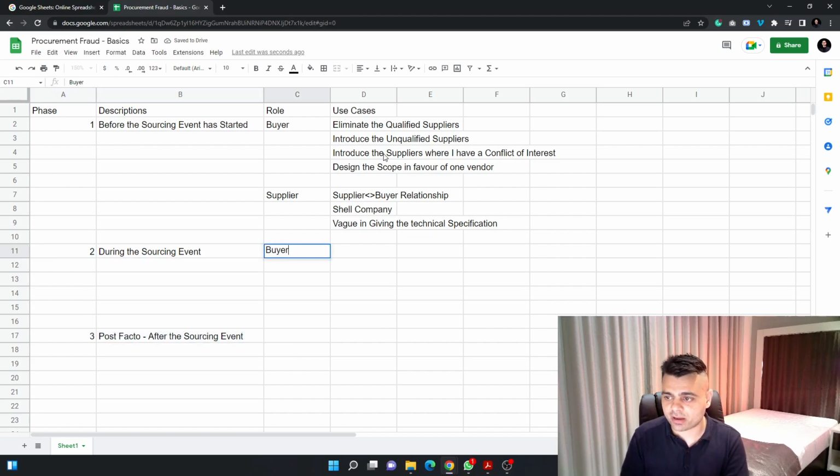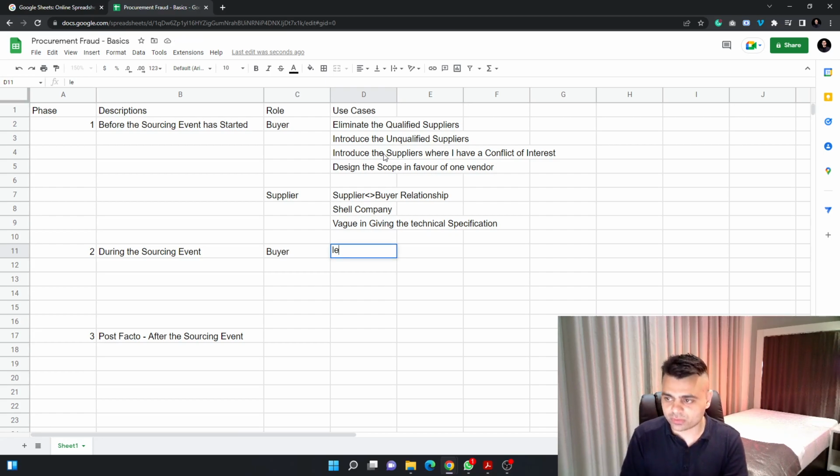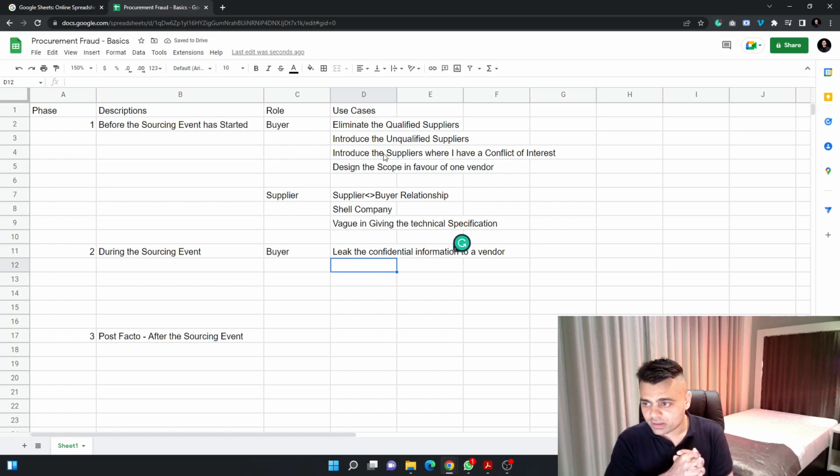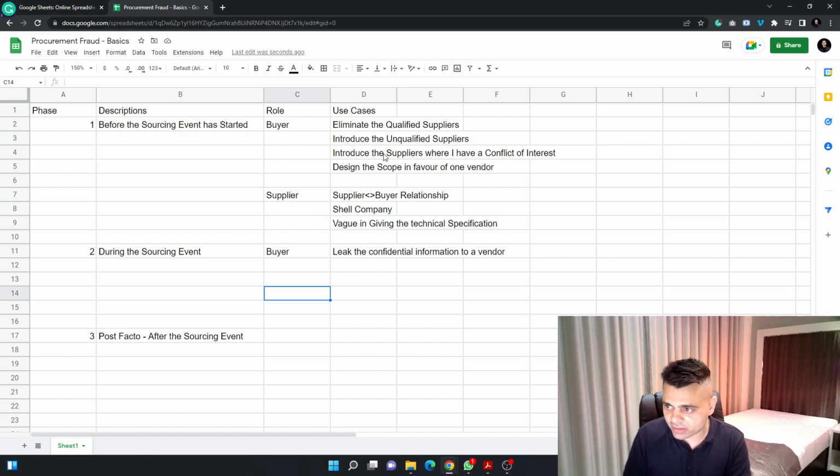Let's say I'm a malicious buyer and the sourcing event is going on. The first thing I can do is leak the confidential information to one supplier. I can always do that. The second thing I can do, let me take a pause for that use case. Let me go into the supplier one and then I'll come back to this one.